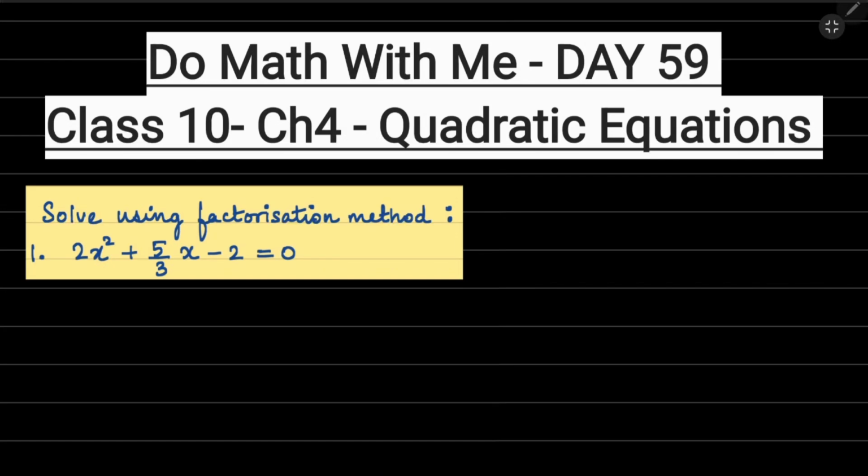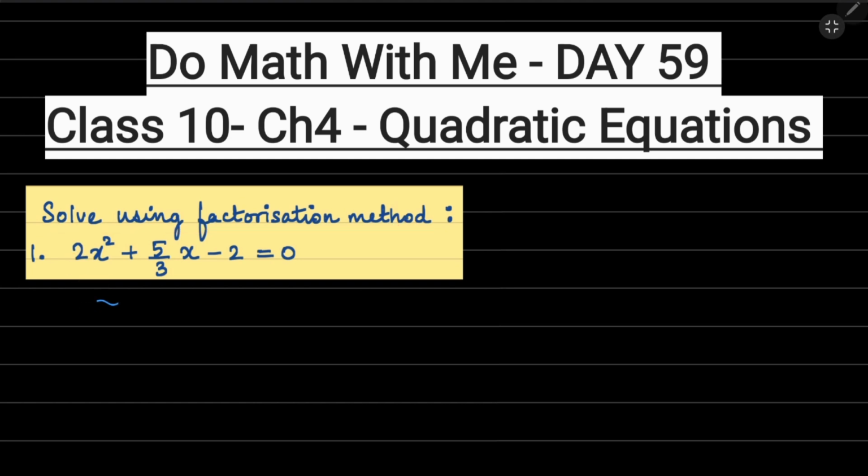Today we will be solving questions from the fourth unit, that is quadratic equation. So in the previous video we have solved a given quadratic equation using the quadratic formula. Now in the first few questions we will be using the factorization method, also known as the middle term splitting method, in order to solve any given quadratic equations. So the very first question is solve using factorization method.